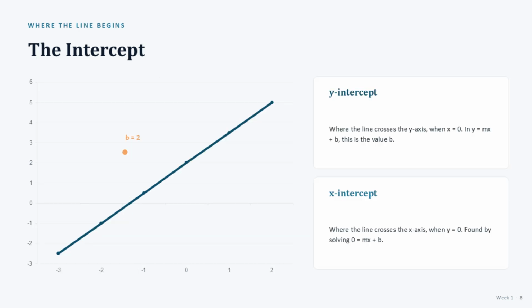Another important concept is the intercept. The y-intercept is the point where the line crosses the y-axis. In the equation y = 2x + 3, the y-intercept is 3. The x-intercept is the point where the line crosses the x-axis. To find it, we simply set y equal to 0 and solve the equation for x. Intercepts help us understand where a graph begins and where it crosses the coordinate axes.